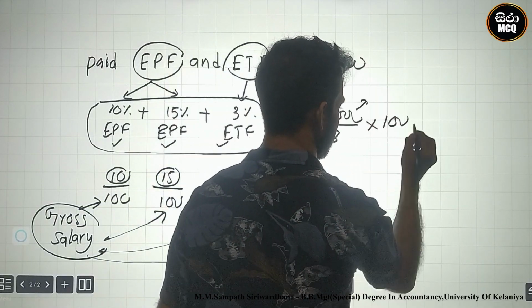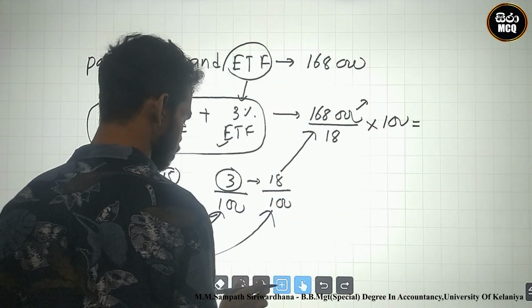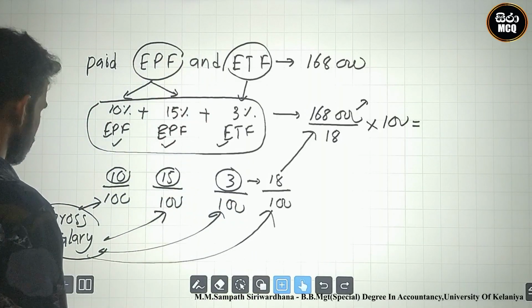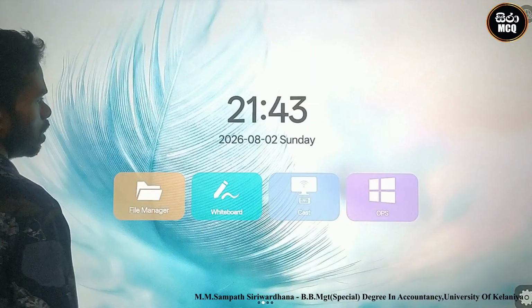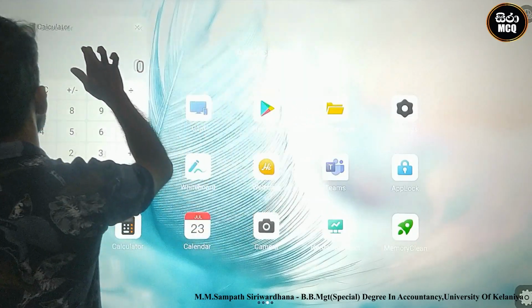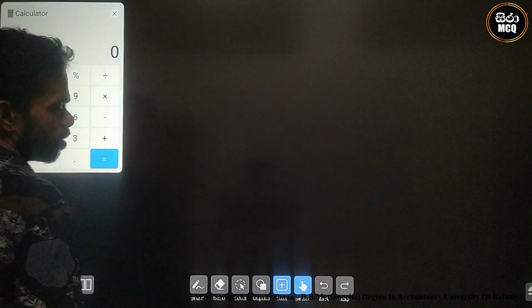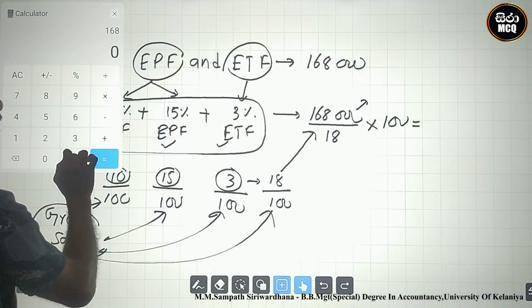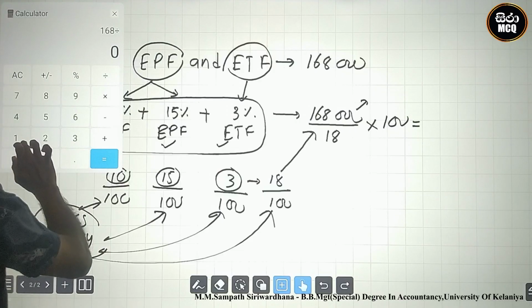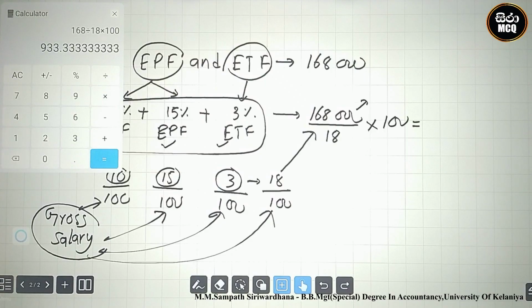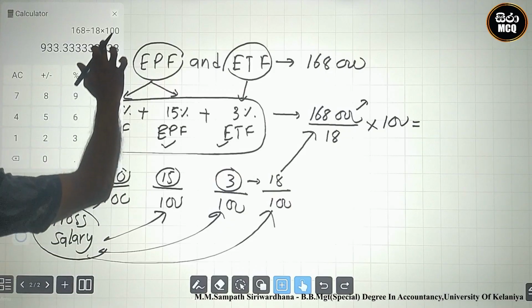Therefore, I multiplied by 100. We can identify the answer. Let's go to the calculator. 168 divided by 18 multiplied by 100, the answer is 168,000.